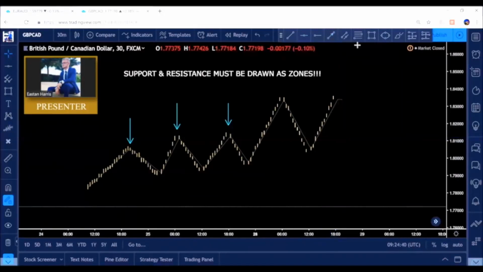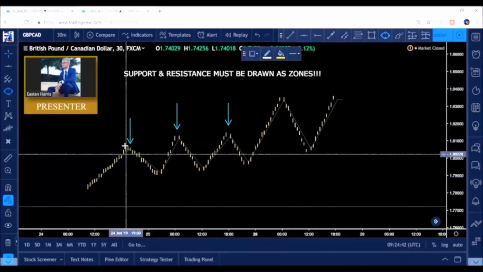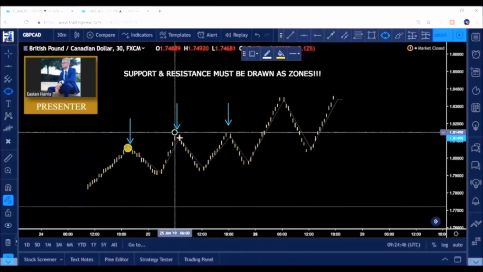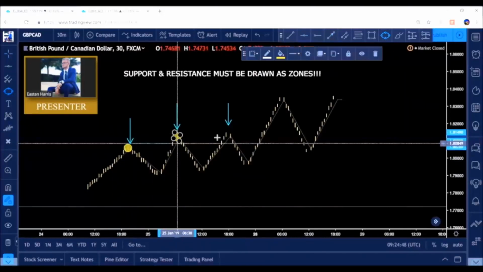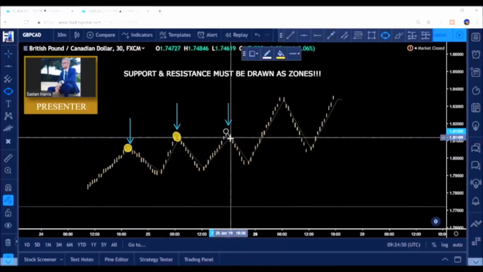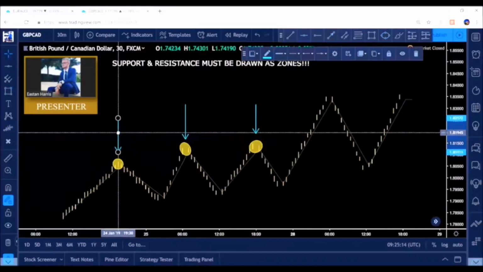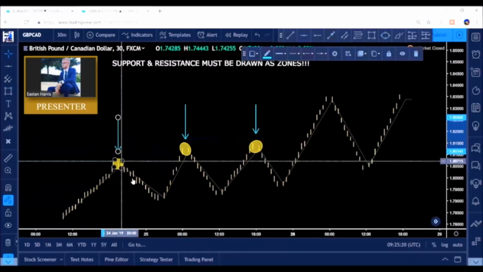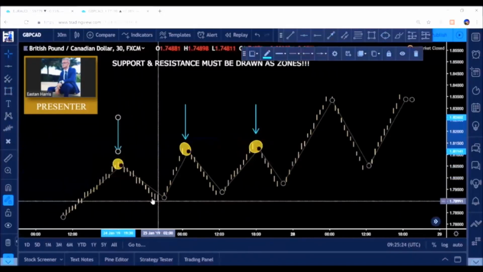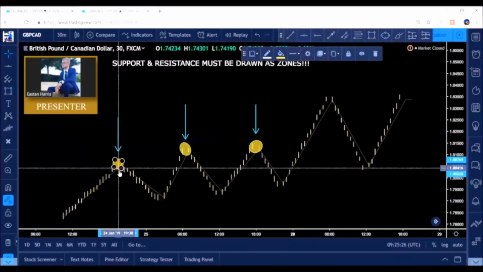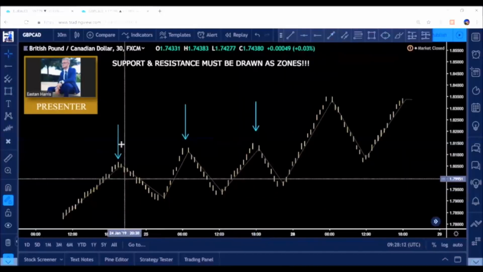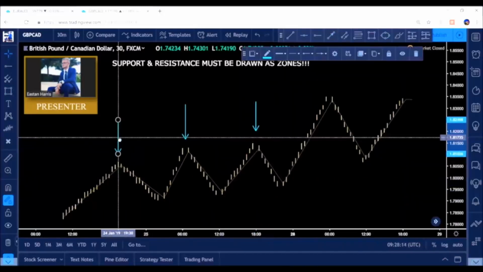So if we're looking at these peaks here, and we want to draw our resistance zone, we're going to start at the very edge of where this reaction originated from. So I'll move this so you guys can see clearly. When drawing the support and resistance zones, let's look at this one for instance, this area right here.